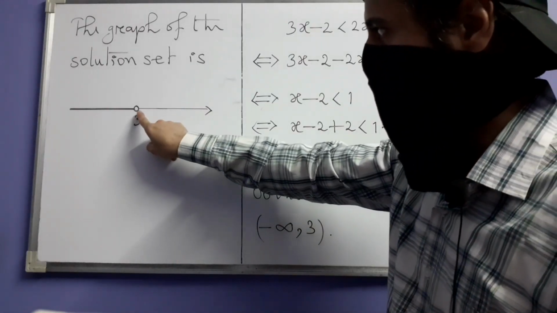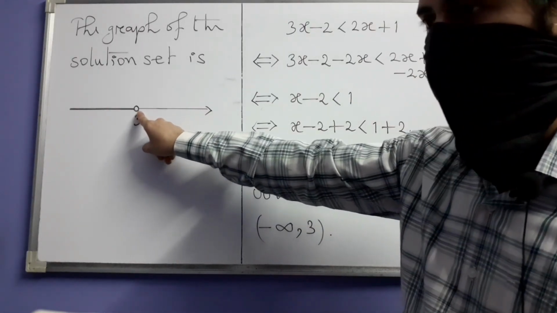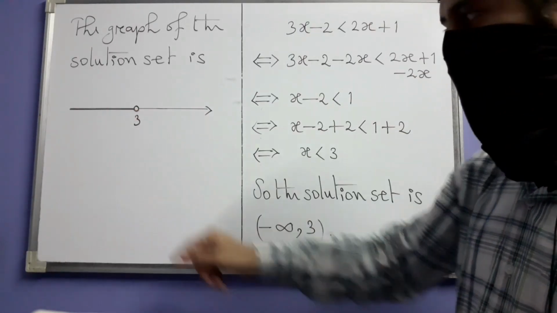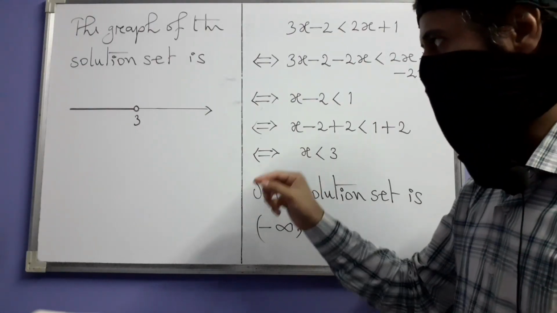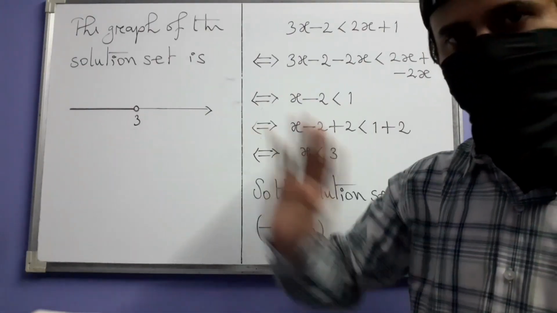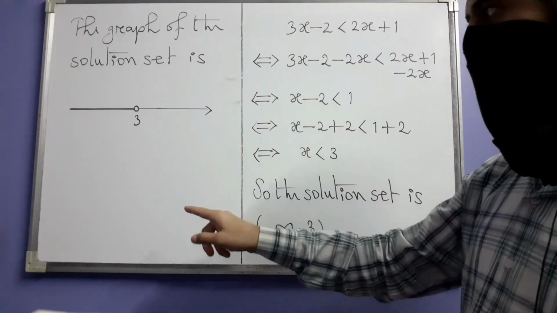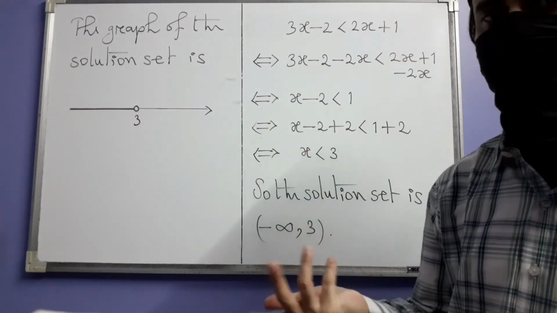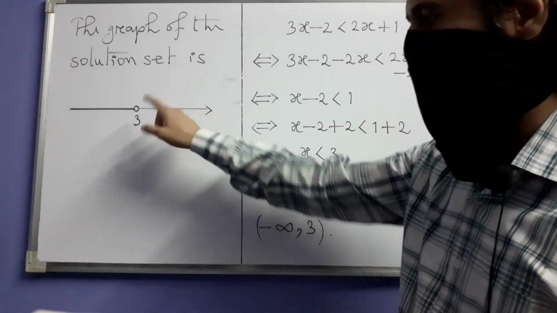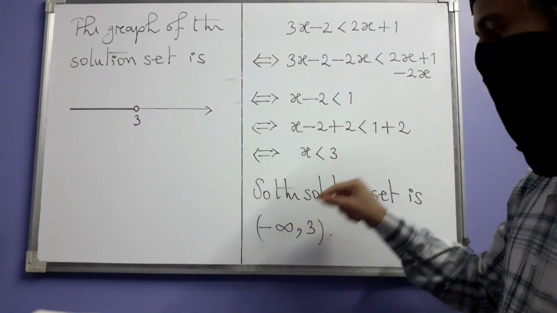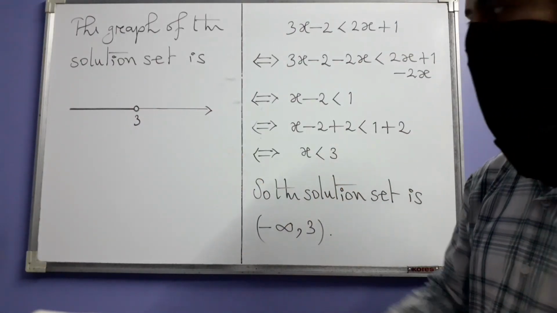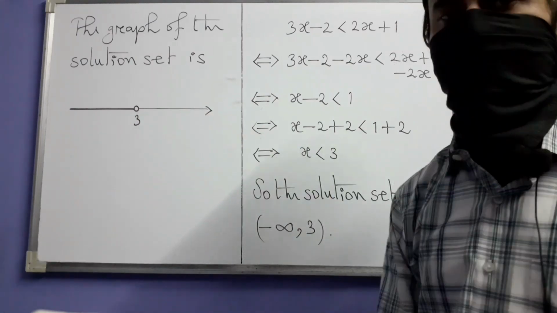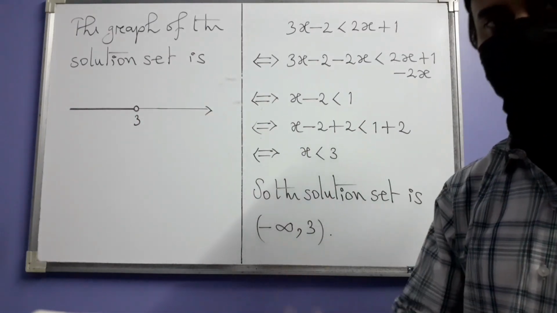And the reason for drawing a small white circle here is that 3 itself is not a part of this graph. In order to indicate that, we have drawn a white circle. It's a rule. It means that 3 itself is not included. Had 3 been in the set, you would have drawn a black circle. Okay, so that's the entire thing.